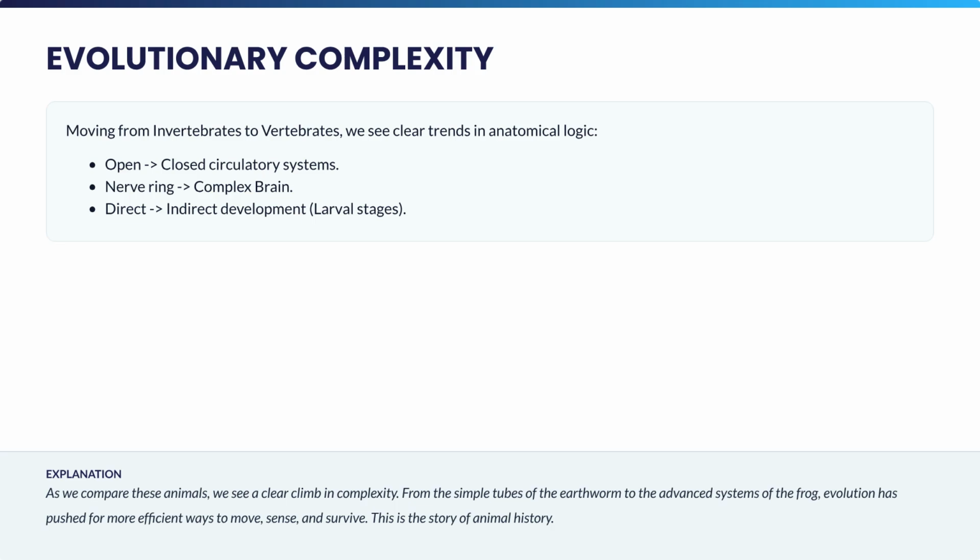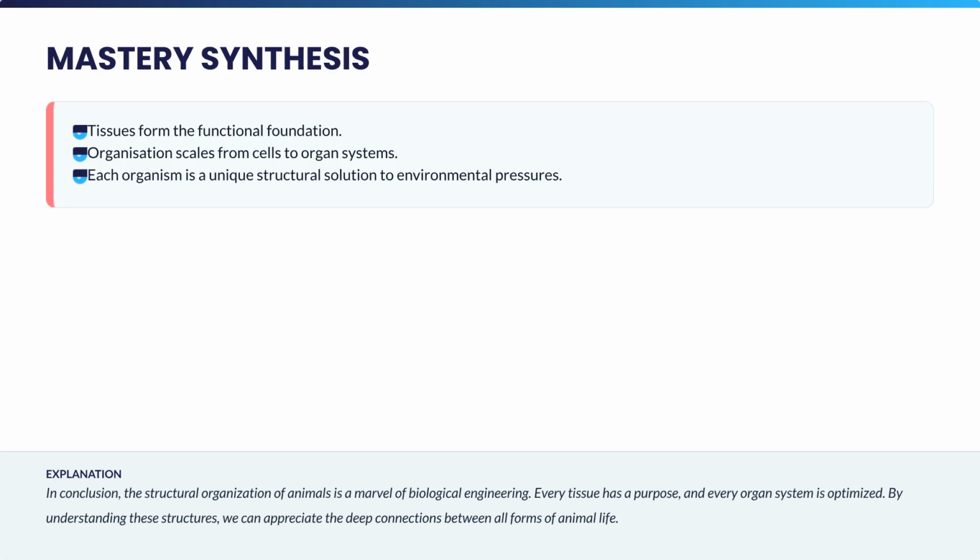Comparing these animals reveals a climb in evolutionary complexity, from the earthworm's simple structures to the frog's advanced systems. We see trends like the shift from open to closed circulatory systems and simple nerves to a complex brain. The structural organization of animals is a marvel of biological engineering. Every tissue and organ system is optimized, showing how life develops unique structural solutions to environmental pressures. We hope this video has deepened your appreciation for these deep connections.